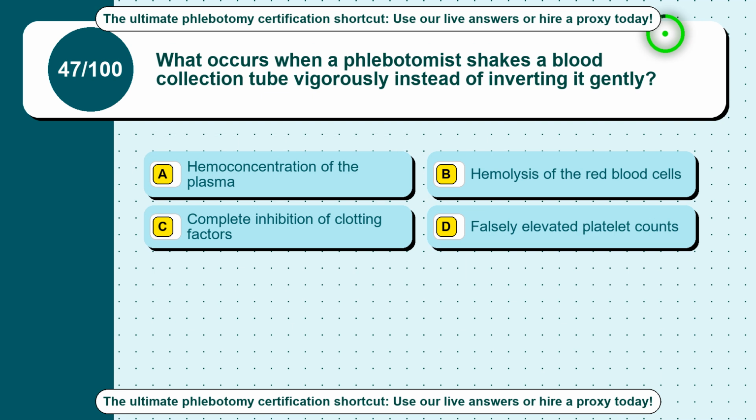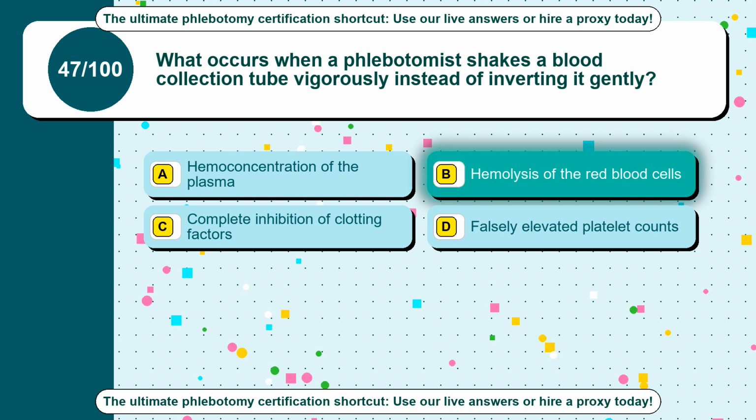Question 47. What occurs when a phlebotomist shakes a blood collection tube vigorously instead of inverting it gently? Option A, hemoconcentration of the plasma. Option B, hemolysis of the red blood cells. Option C, complete inhibition of clotting factors. Option D, falsely elevated platelet counts.